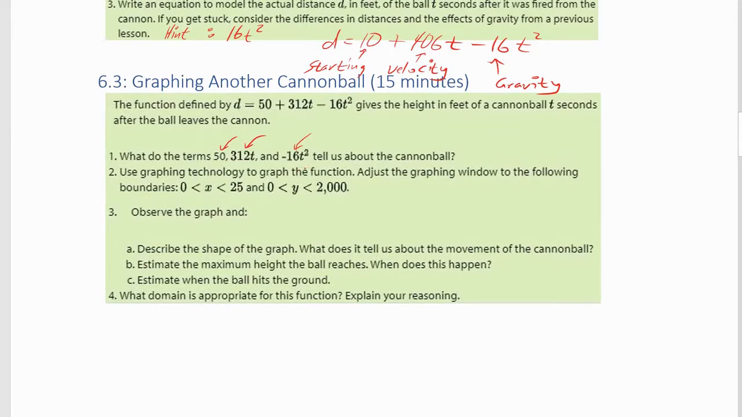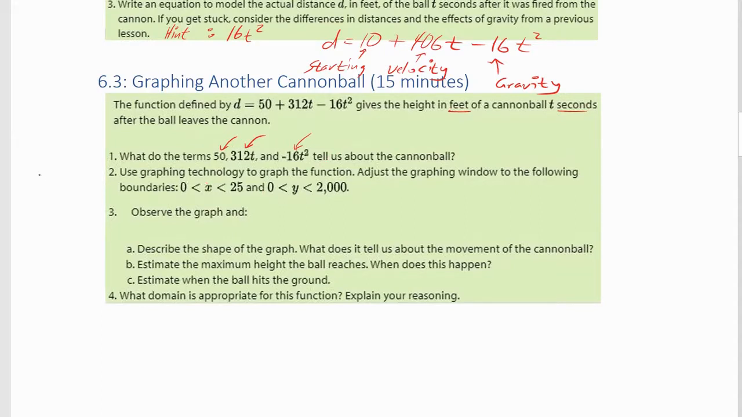Okay, so hopefully you stopped and discussed this with your group. 50 was the starting altitude from which the cannonball was fired. 312 is its velocity, and I'm assuming feet per second. And gravity is negative 16 feet per second squared. All right, so that's your planet.